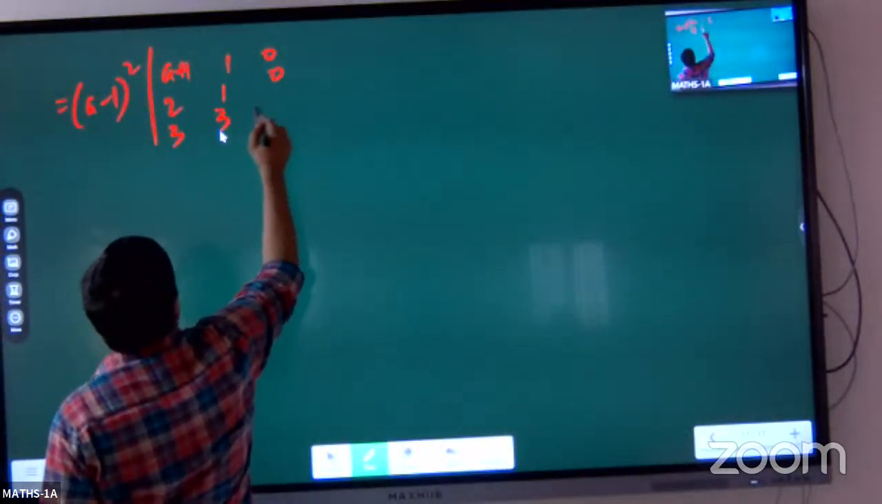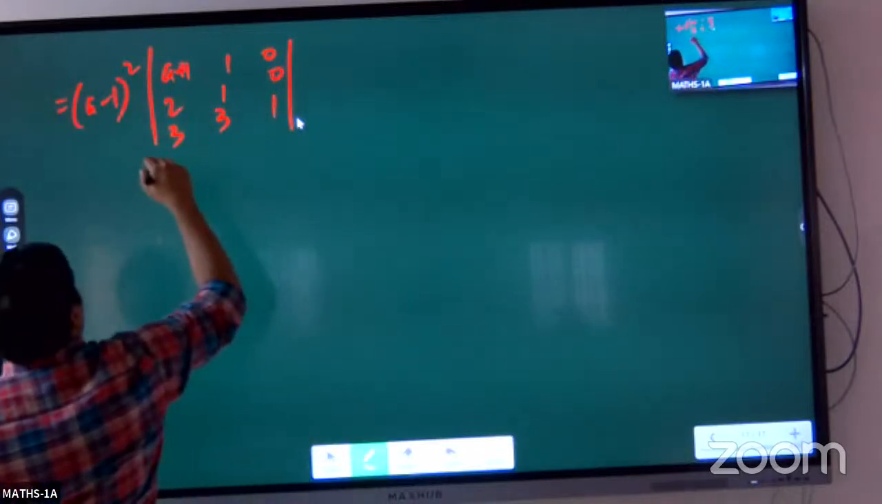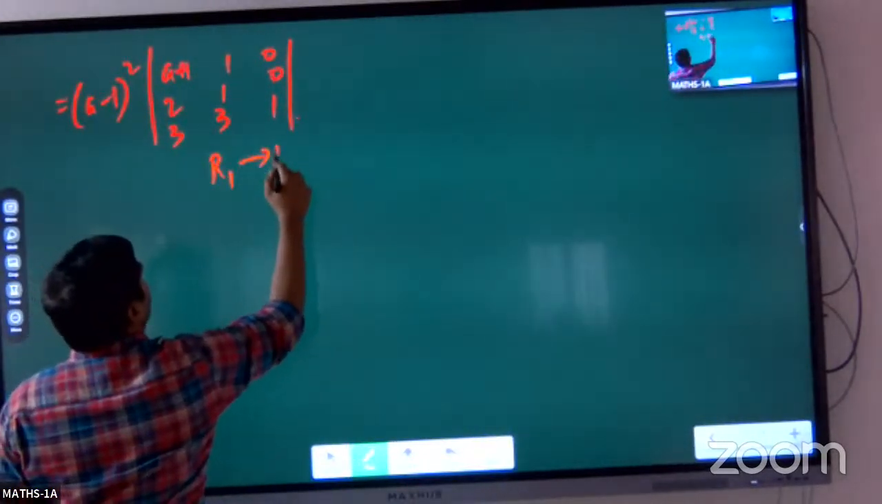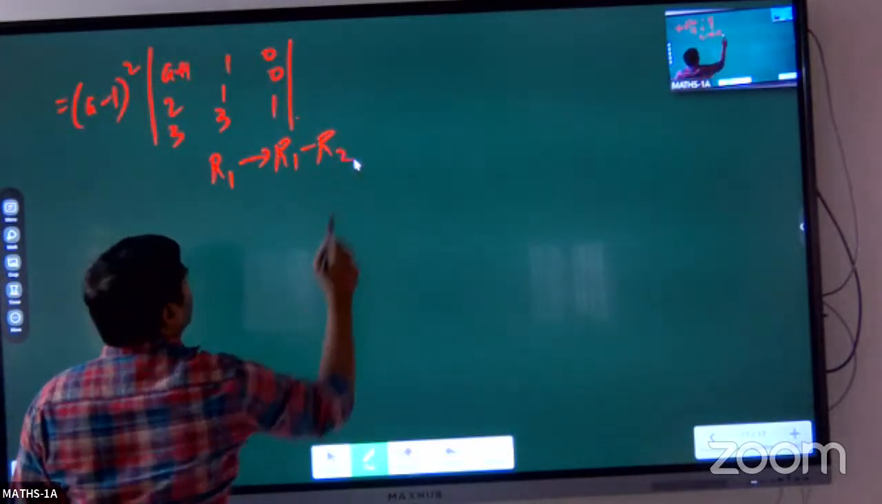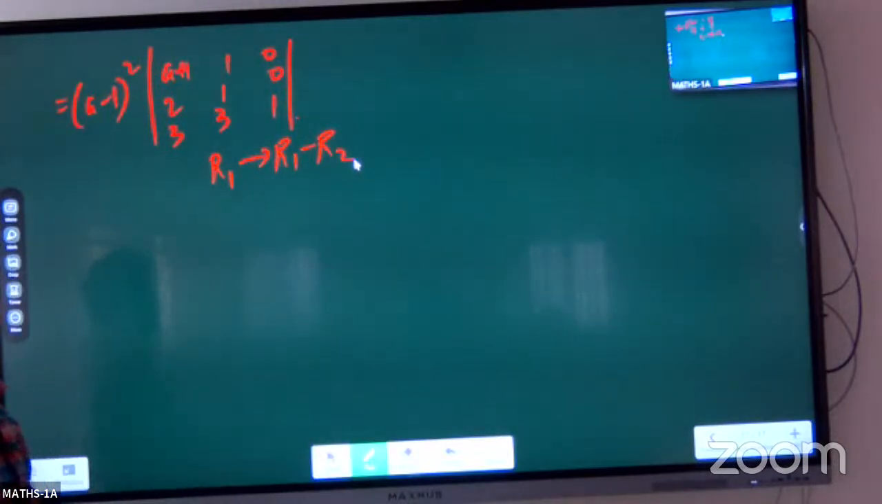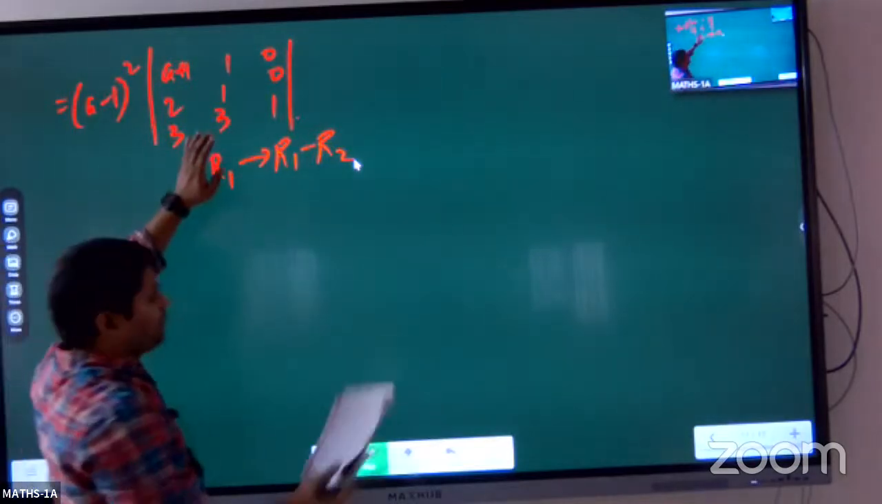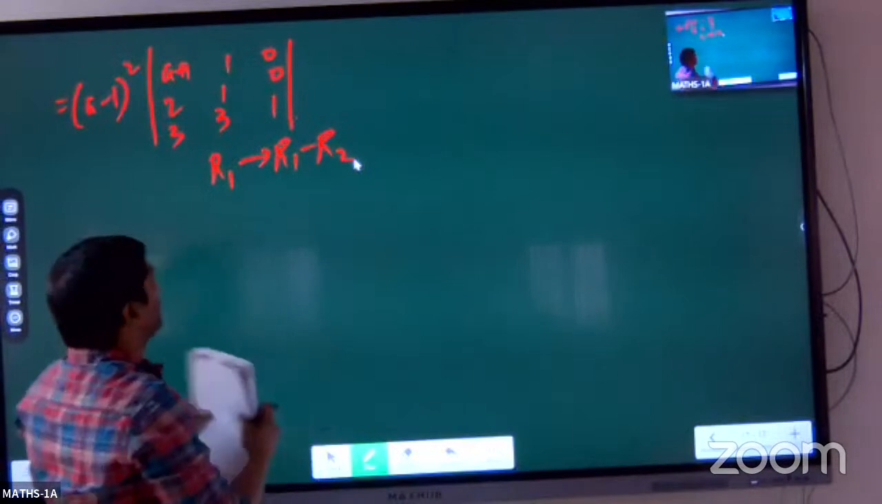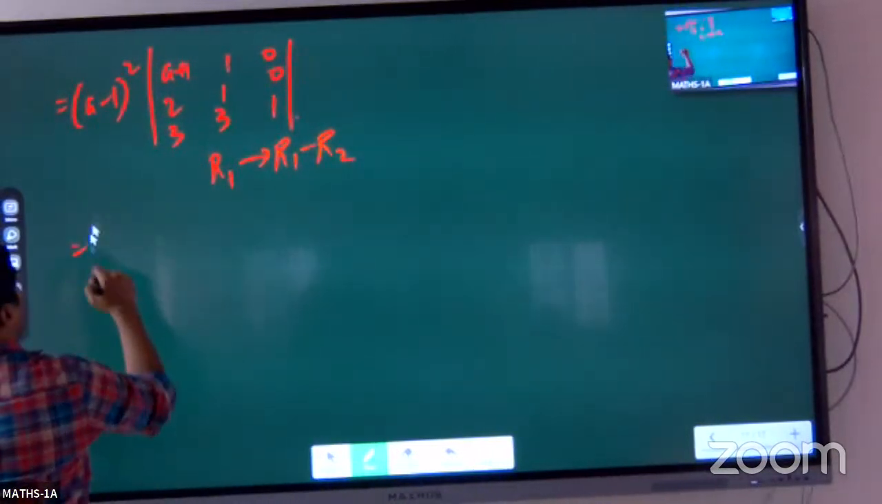This is 3, 3, 1. Still, I can do some operation. What is that? R1 tends to R1 minus R2. Sir, how to know that we have to do one more operation? Most important thing, try to get maximum number of zeros. Is it clear? So, when I do this operation, what happens?